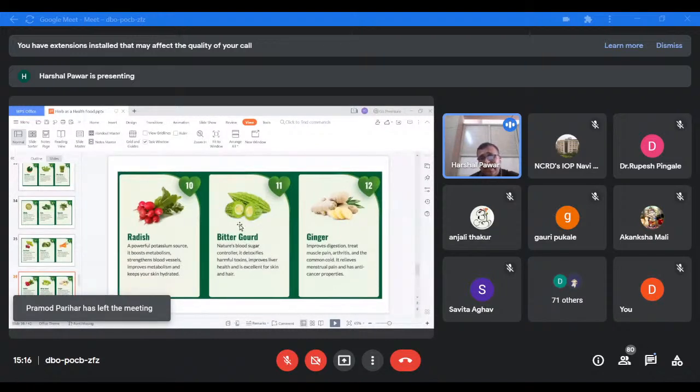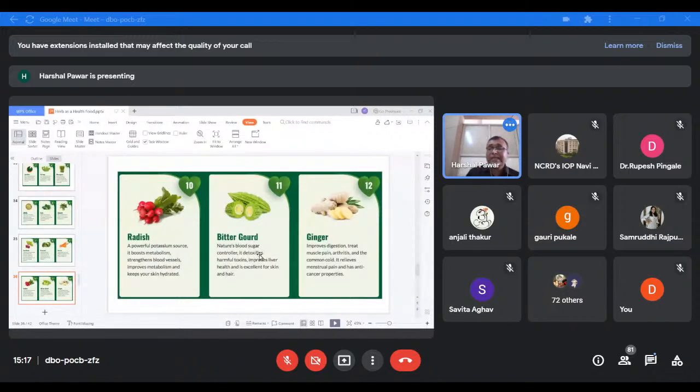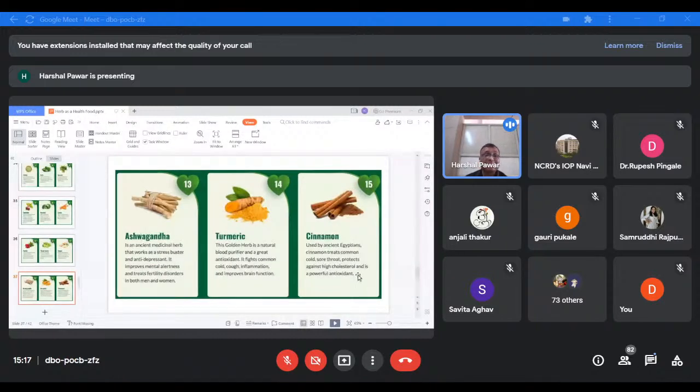Bitter gourd, I hope you must be knowing this, has a property to reduce your blood sugar level. Right, so this is good for those who are suffering from diabetes. At the same time, it also helps to remove the toxins from your body. Ginger, it is good for your GIT health. It improves the digestion. It is good in conditions like arthritis, and it also helps to relieve the menstrual pain. And it does have anti-cancer property.